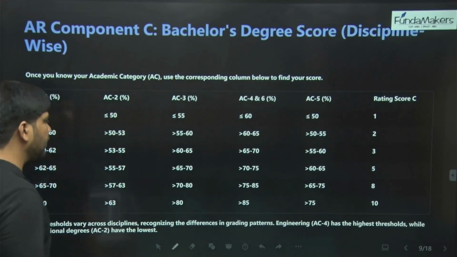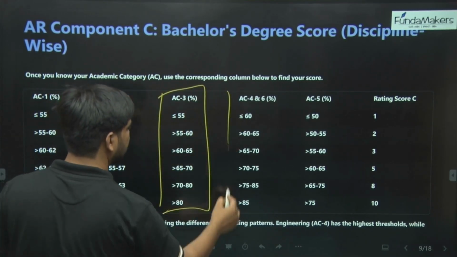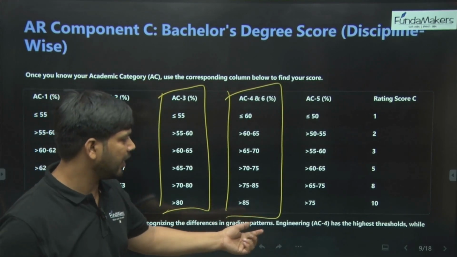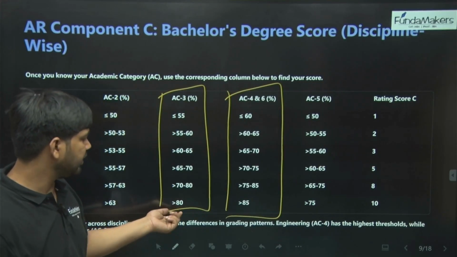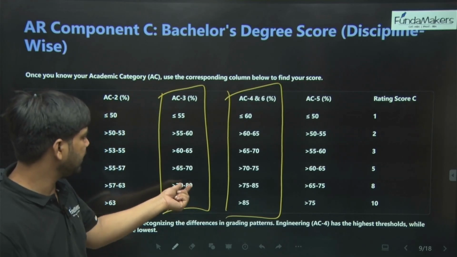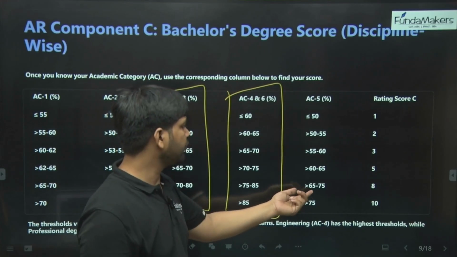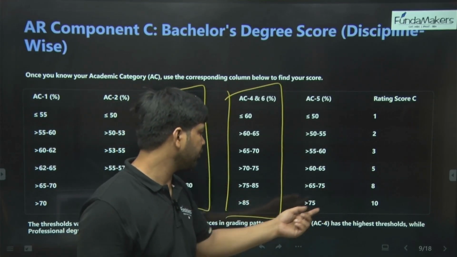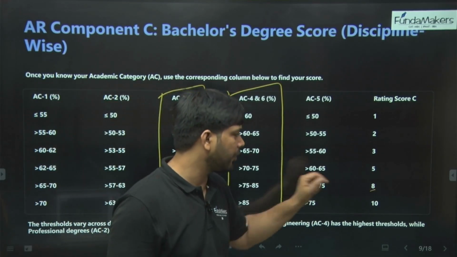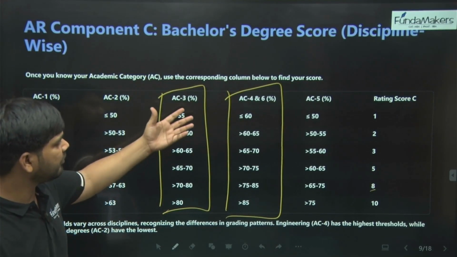For example, if somebody is a commerce student, look here. This is a commerce student and this is a BTech student, right? So with more than 85% marks, you will have 10 points. In commerce, more than 80% marks, you will have 10 points. And if you have somewhere in between 70 and 80% marks here, you're going to get 8 points. And if you're a law student, even at 65% marks, you're getting 8 points. So basically, an engineer with 85% marks and a lawyer with 65% marks will have the same points, right? So this is how different the scoring is. So this is how you can calculate.